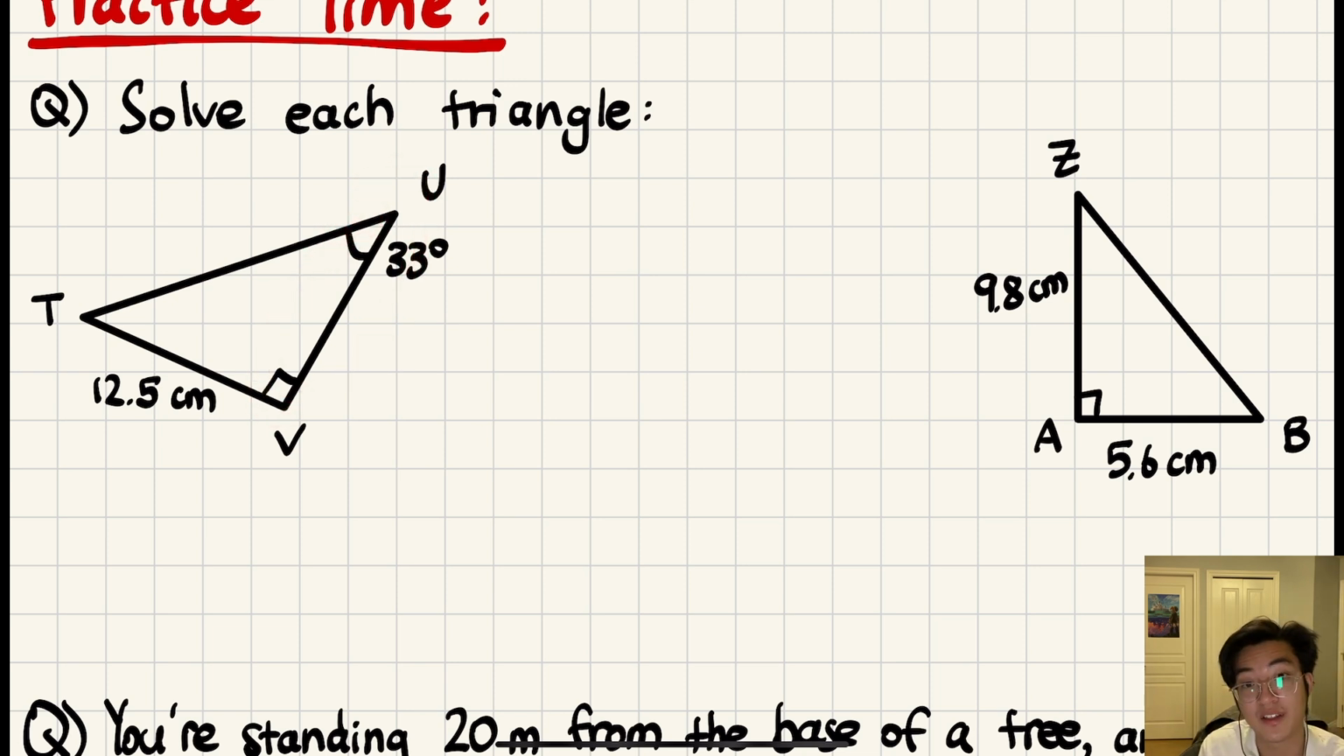So let's do the hypotenuse first. We have the sine of 33 degrees is equal to the opposite, which is 12.5, over the hypotenuse, which is TU.